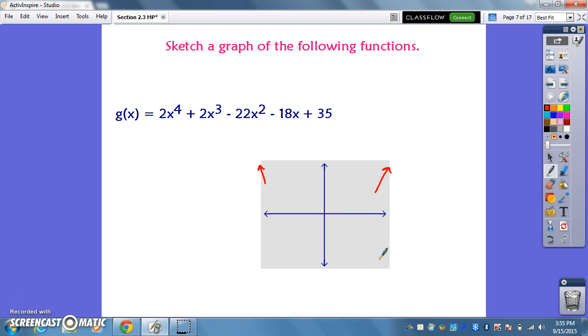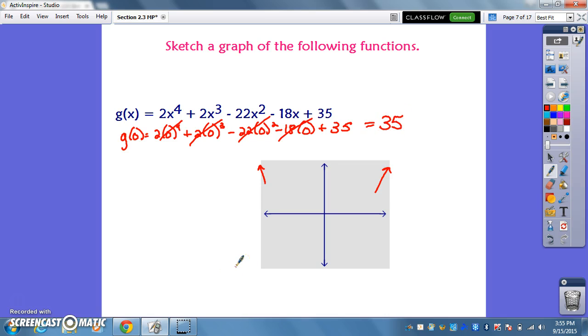Alright, then I look at the y-intercept, and how we get the y-intercept is we plug in 0 for x, which is going to be pretty easy for all of these terms that have an x. Those are all going to be 0. So I'm showing this step, and then from here on out you don't really have to do this. 0, 0, 0, 0, 35. So the y-intercept is going to be 35.